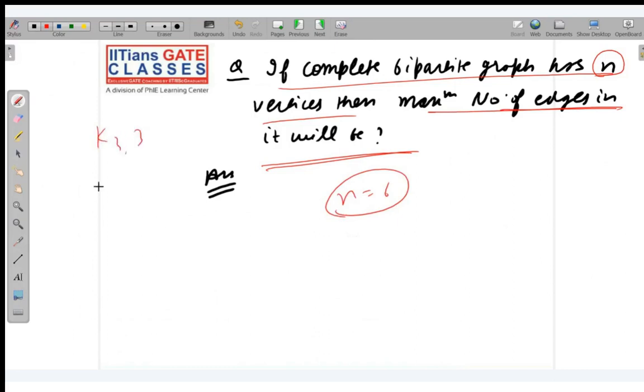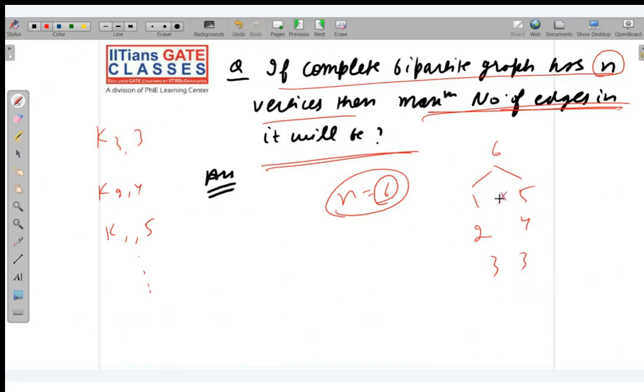It could be K33 or K24 or K15 and so on. Are you getting it? Yes, sir. So what will be our answer? How many maximum number of edges? First of all, you have to divide 6 into parts. So how can 6 be divided? Like this: 1 5, 2 4, 3 3. Now don't say 4 2, because 4 2 and 2 4 are the same thing only.